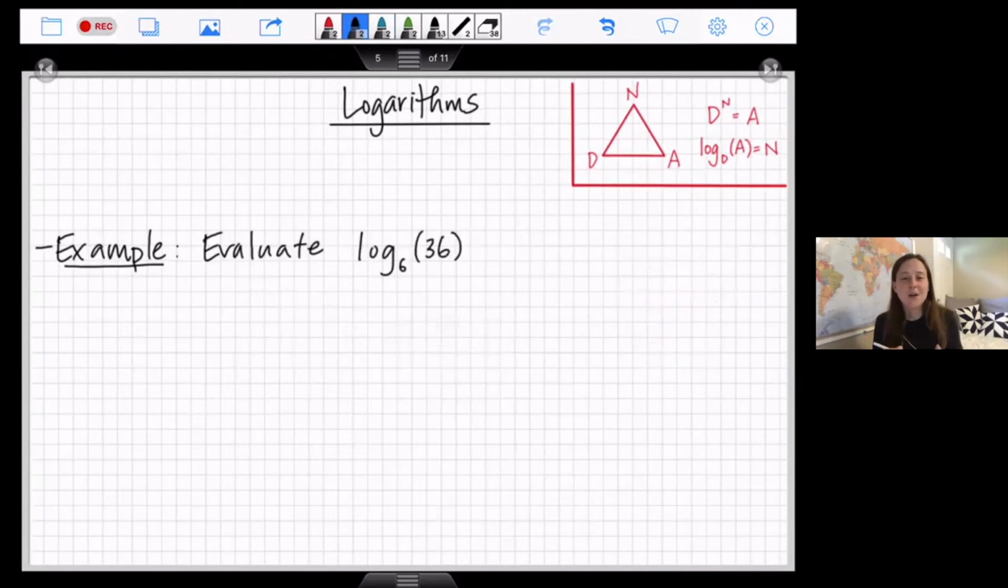All right, so let's try our hand at being logarithm calculators. So we're asked to evaluate the log base 6 of 36. So again, when you're evaluating logarithms, you're looking for that top part of the triangle. You're looking for the exponent.